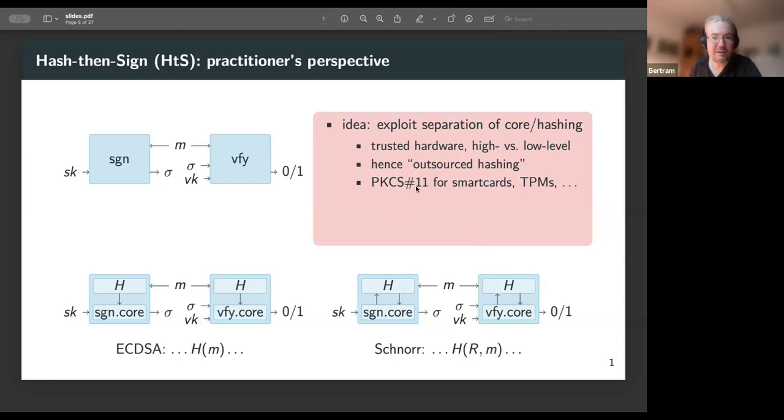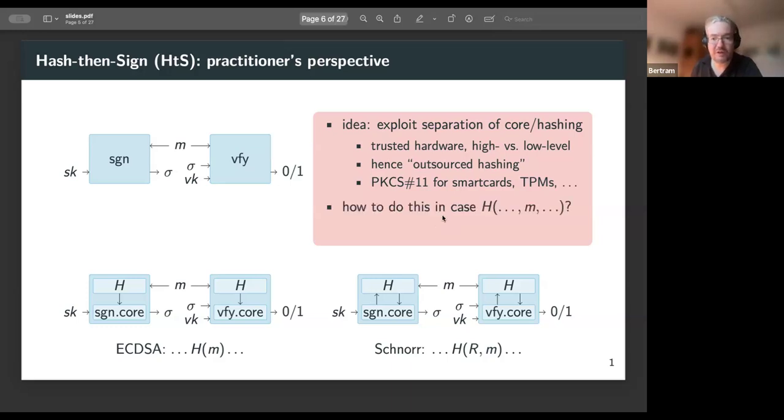PKCS 11 regulates this, which is optimized in particular for the smart card setting, but also TPMs and so on. And in this standard, which was written in the 90s and early 2000s, they tell you how to exactly implement ECDSA or DSA or RSA with this separation, where one entity will hash and the other one will compute the signatures.